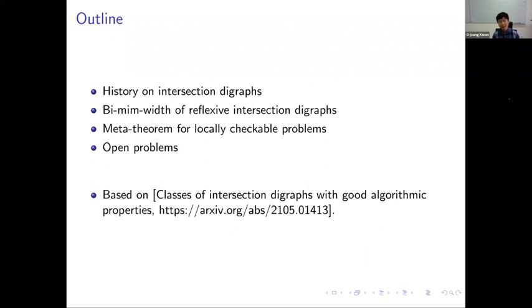And interestingly, compared to intersection graphs for undirected graphs, there are not many algorithmic applications of intersection digraphs. So we tried to look into this, and because of a recent success story on the mim-width parameter, we introduce a directed analogue called bi-mim-width. We figure out that some restricted versions of intersection digraphs have bounded bi-mim-width, so that we can find a meta-theorem for locally checkable problems for directed versions. We will discuss this, and I will pose some open problems at the end of the talk. This is already on the arXiv, so if you miss something, you can check the paper there.